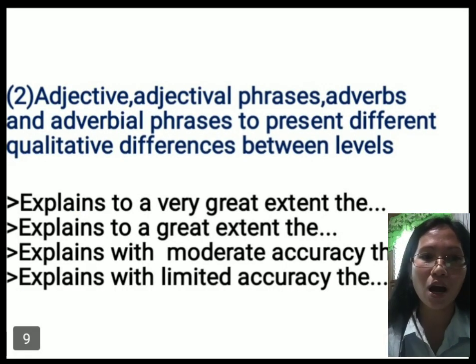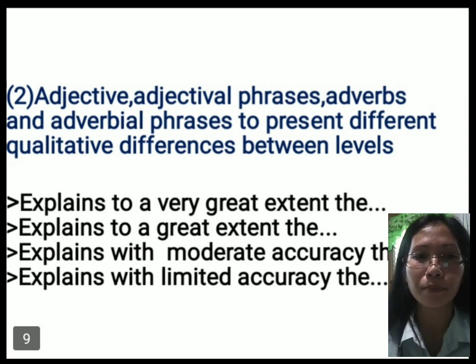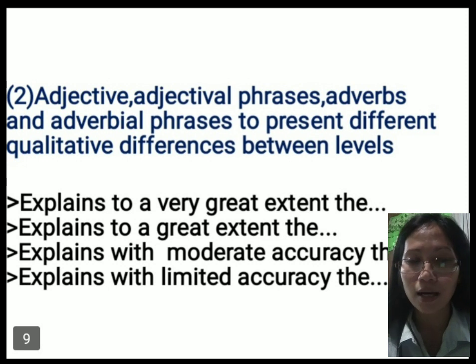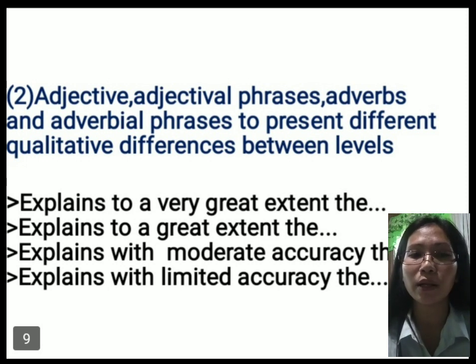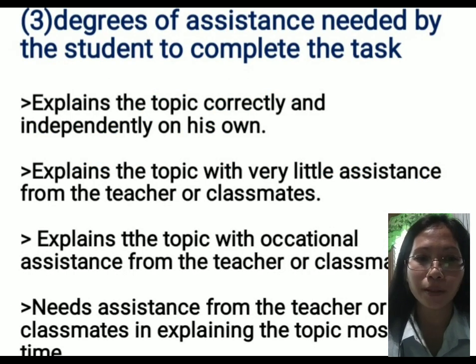So next example, we have adjectives, adjectival phrases, adverbs, and adverbial phrases to present different quantitative differences between levels. So we have an example here: explains to a very great extent. Second, explains to a great extent. Third, we have explains with moderate accuracy. And fourth one, we have explains with limited accuracy. All right.